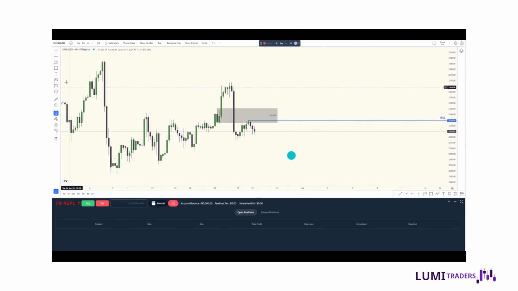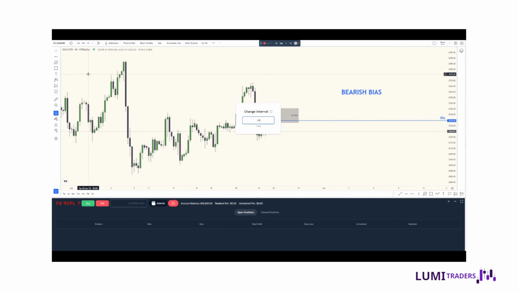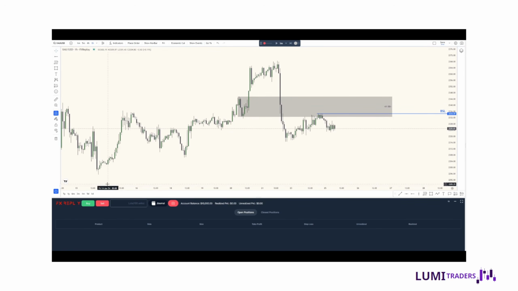So after this, I continue analyzing high time level. Where can the market go? As you can see, I switch to 1 hour chart.